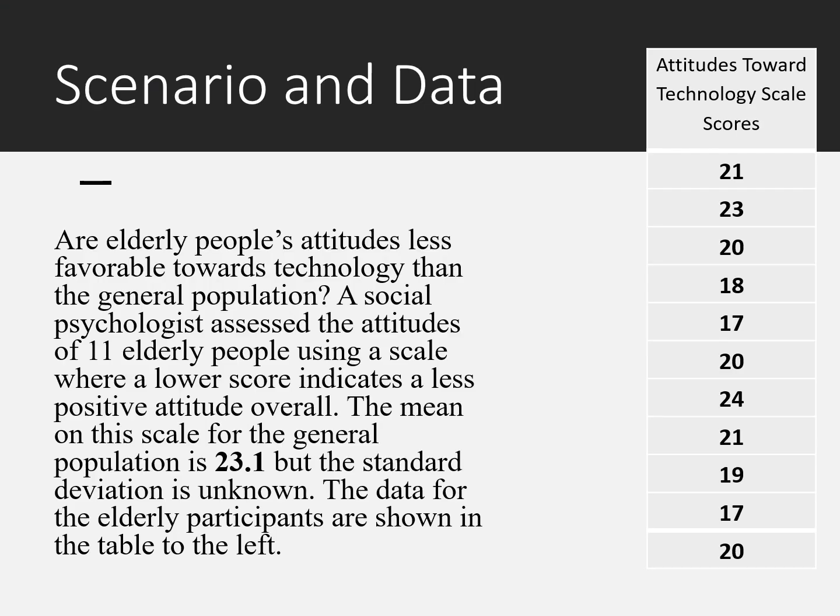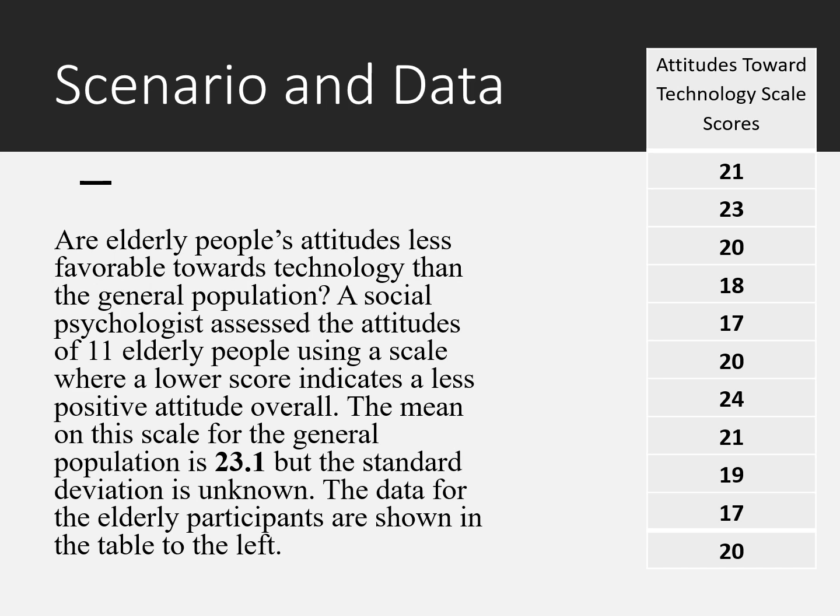Here's a scenario. Are elderly people's attitudes less favorable towards technology than the general population? A social psychologist assessed the attitudes of 11 elderly people using a scale where a lower score indicates a less positive attitude overall. The mean on this scale for the general population is 23.1, but the standard deviation is unknown. The data for the elderly participants are shown in the table to the left.